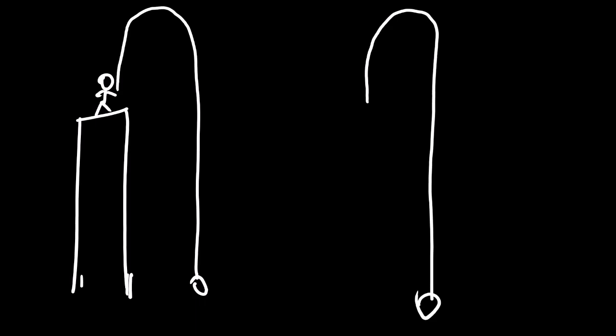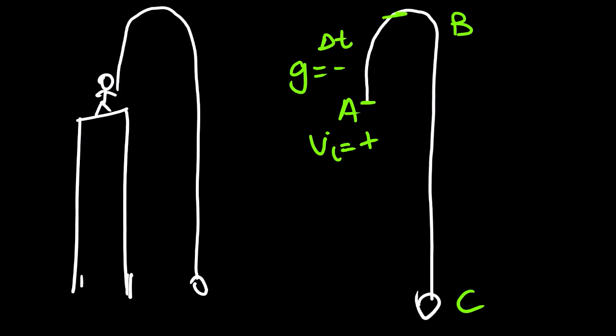We can see that the path of the object is like this. Now it's similar to the previous scenario. There's no difference, but we need to consider this as A, B, C. Now when it goes up, our vi will be positive, our g will be negative, and then we have change in time from here up to here. We have change in y, which will be positive. I'm talking about the path going up. Now the path going down from here up to here.